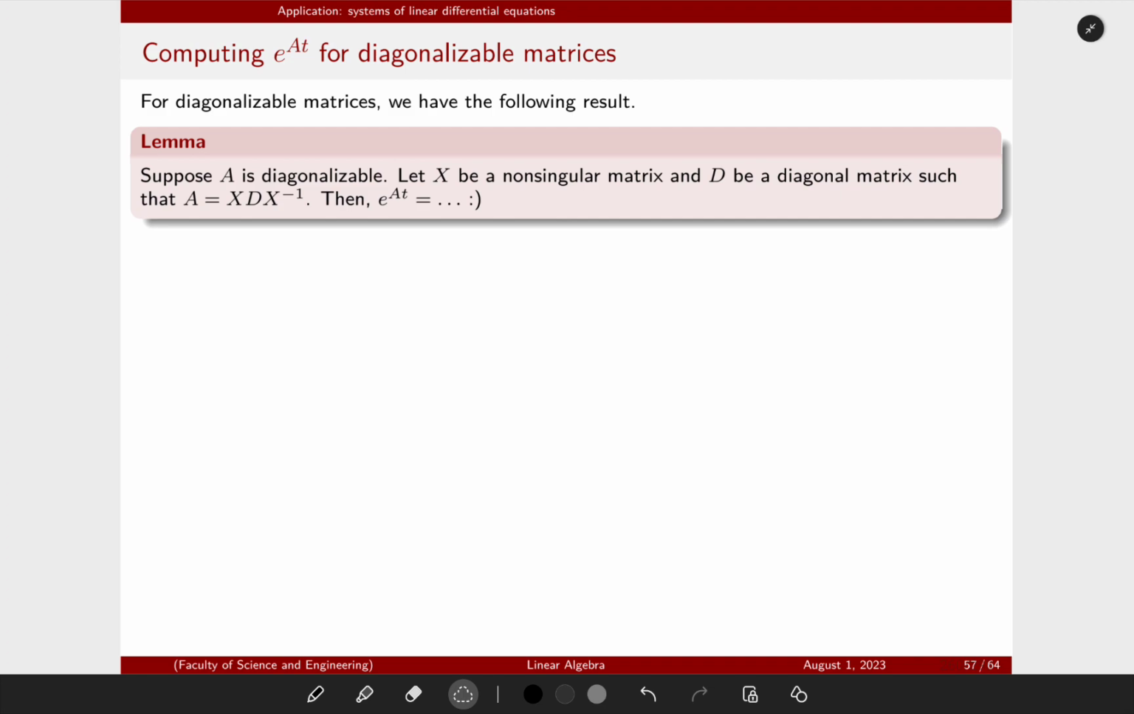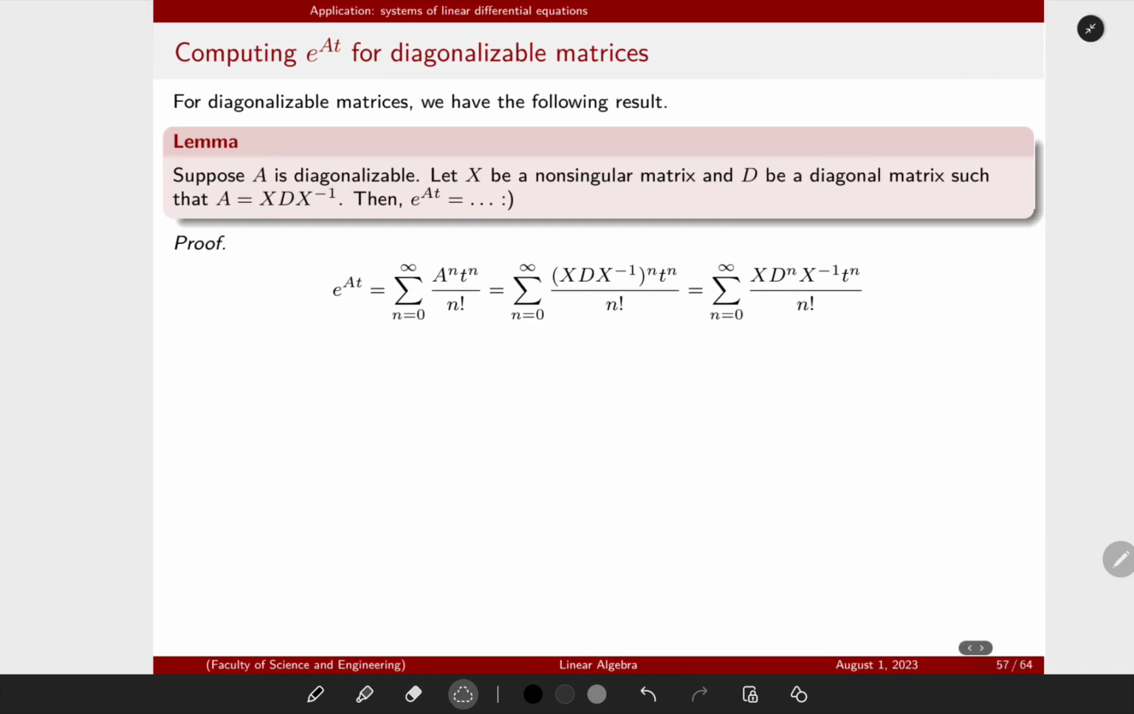Okay, suppose A is diagonalizable, then we have this matrix X and this matrix D, such that A can be decomposed in this way, and we will now show that this exponential is something. So let's just go through the proof, and then you will see where it comes from. First we have this, as we saw before, we expand out this exponent that is normally here, and then we substitute what we know to be true for A. So we can just rewrite A in this way, because it is diagonalizable.